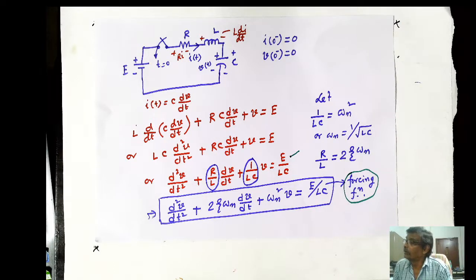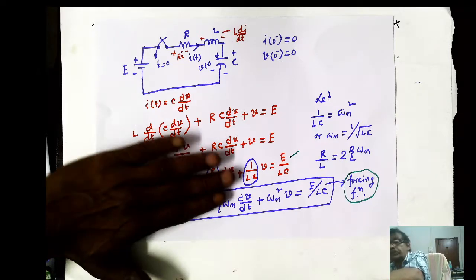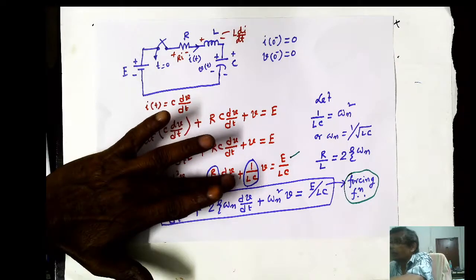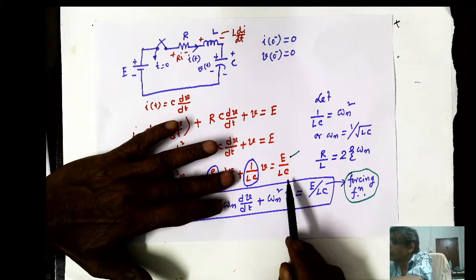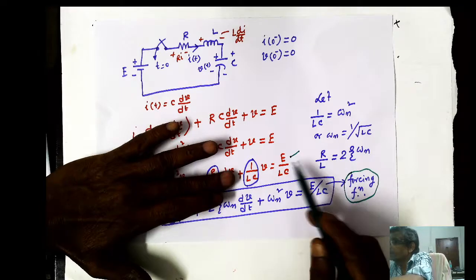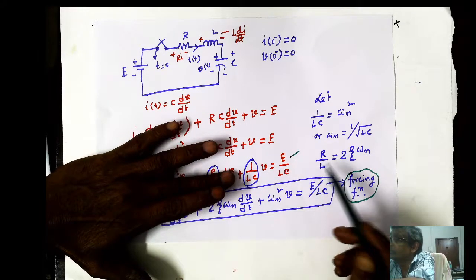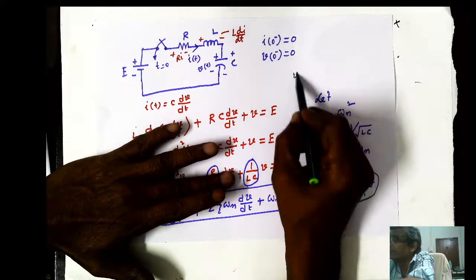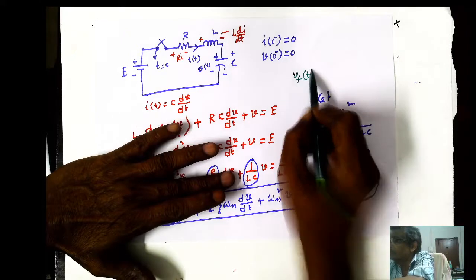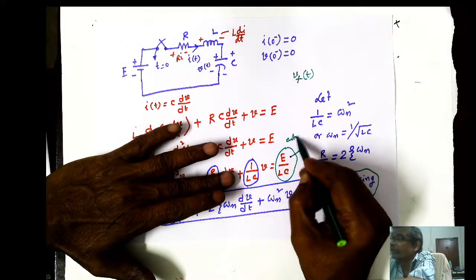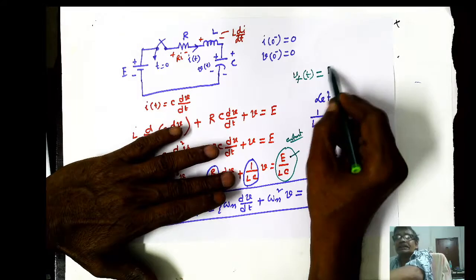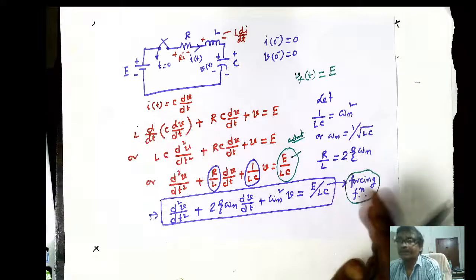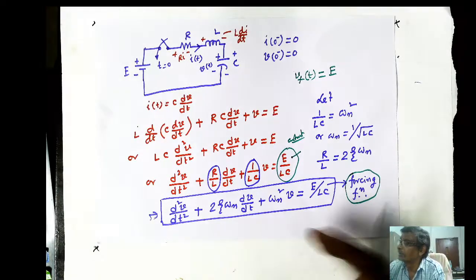Therefore, the solution due to forcing function will be simply you suppress these two terms, and whatever is the value of V, that is E by LC by 1 by LC, that will be equal to E. So solution due to forcing function, if the right hand side is constant, it is constant because you are connecting a constant EMF battery, so the solution due to forcing function is already known, E. You don't have to spend much time on that. With your physical arguments you can see.